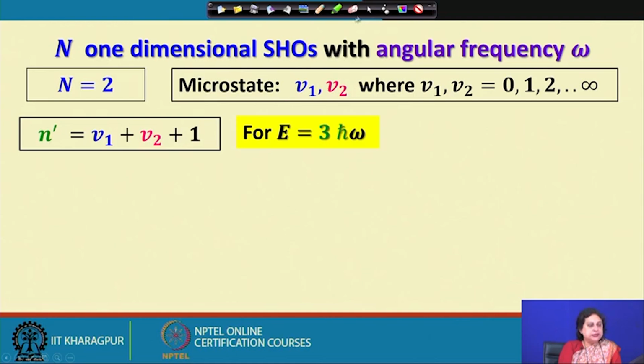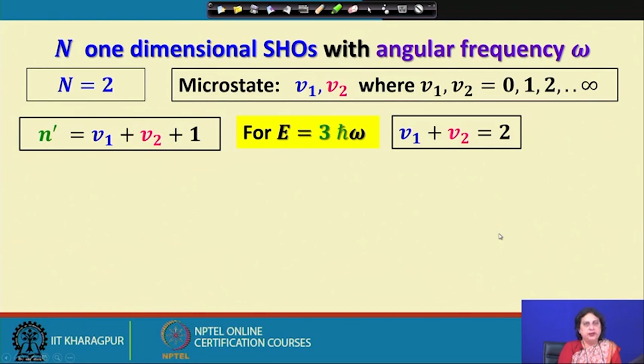And in this case, what I will be able to show is that V1 plus V2 plus 1 is equal to n prime, that is equal to 3. In other words, it is very simple to understand that for all the microscopic states of the composite system having two simple harmonic oscillators, the V1 and V2 values would be such that they add up to 2.